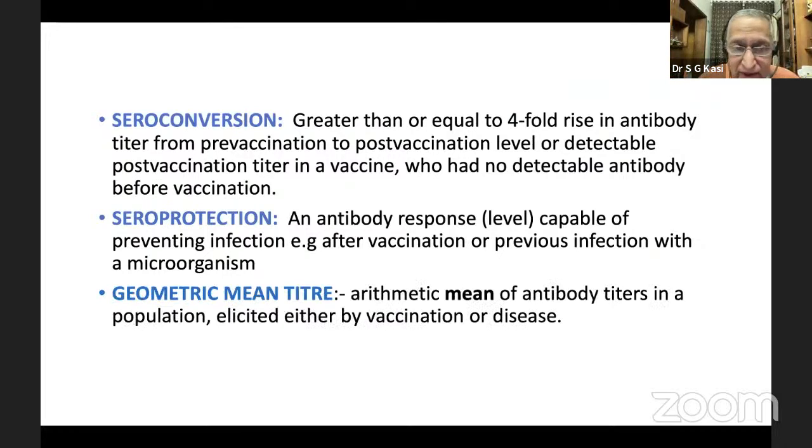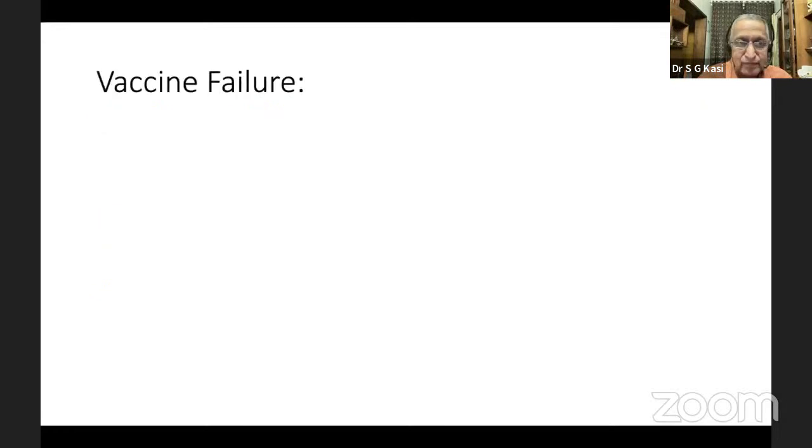What is geometric mean titer? You always read GMTs. You don't read single titer values. This is the mean of antibody titers in a population elicited by vaccination. So what does it mean? You take 100 people, you add up all their antibody titers, divide it by 100, and that is the arithmetic mean. That is the geometric mean titer.